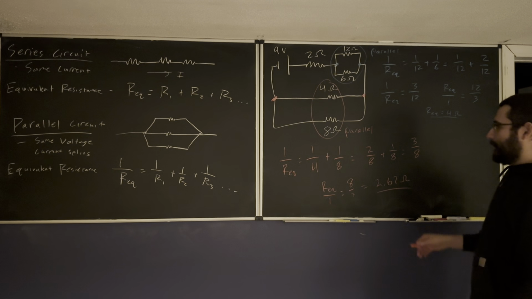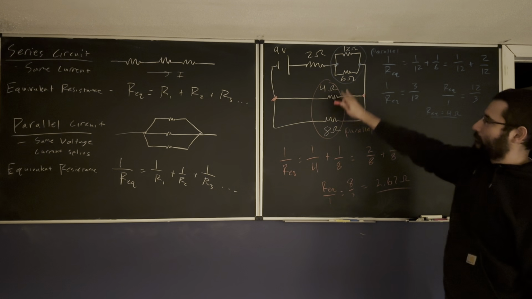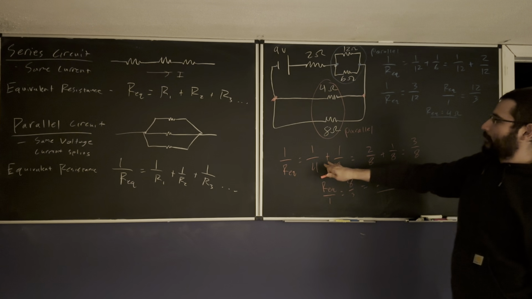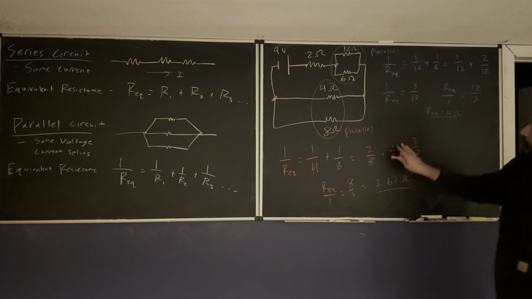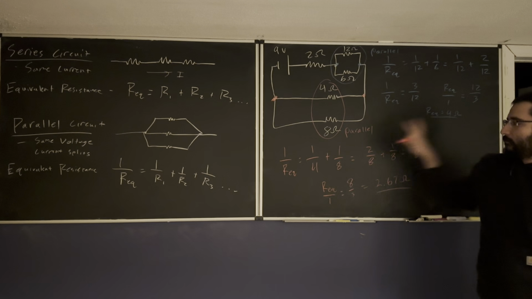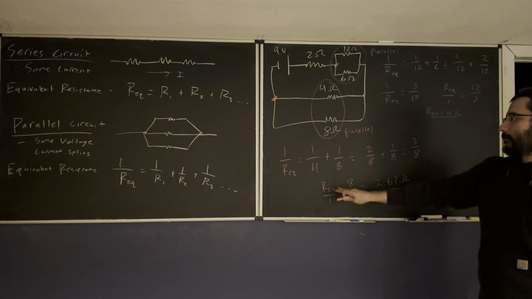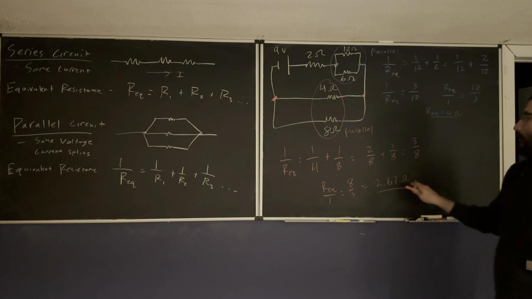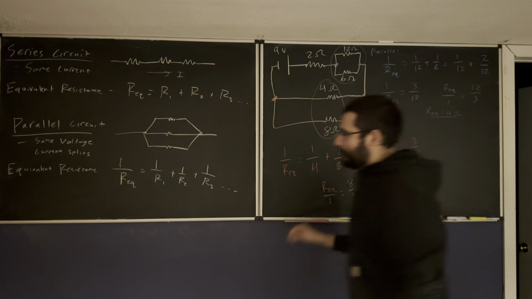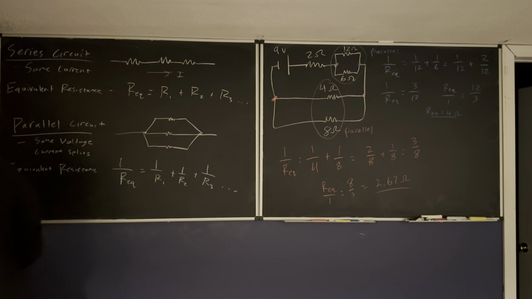So again, with this, I have these two resistors that are in parallel, 4 and 8. You just set them up like this, okay? Then you have 2 over 8 plus 1 over 8, that's 3 over 8, and then you flip the fraction, and you have equivalent resistance equal to 8 over 3, 2.67. And now let's finish up this problem.